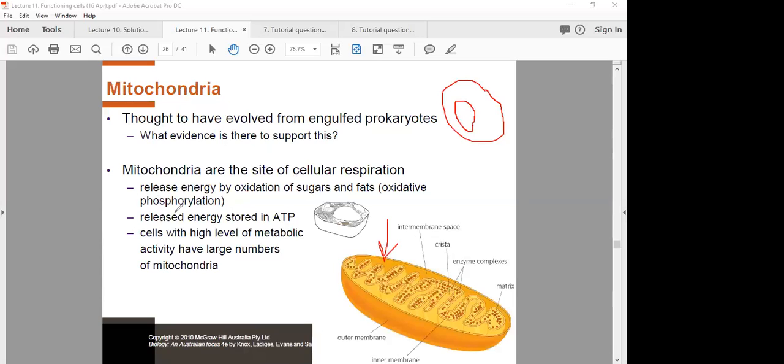All right, so let's look at mitochondria. Cells with a high level of metabolic activity tend to have lots of mitochondria. So if we think about liver cells, heart cells, for example, they can have anywhere upwards of 1,000 mitochondria per cell. All right, so here is one mitochondrion within what looks like a plant cell.